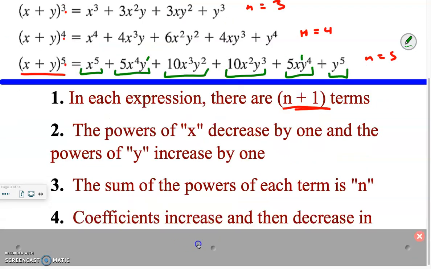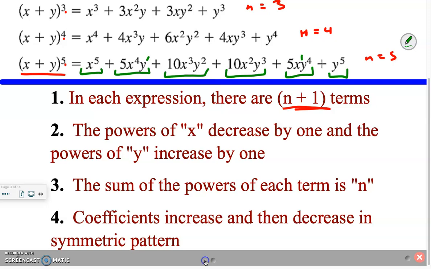Last thing we want to point out here and notice is that the coefficients are going to increase and then decrease in a symmetric pattern. So now we're looking at the coefficients. As we can see, our coefficients are 1, 5, 10, and then the decreasing 10, 5, 1. It's going to work that way every time. It's going to go up and then back down in that stair-step pattern. All right. Any questions about this listing that we see so far?